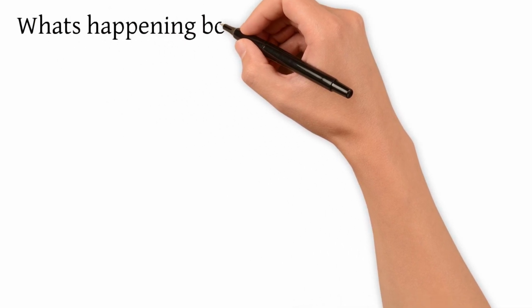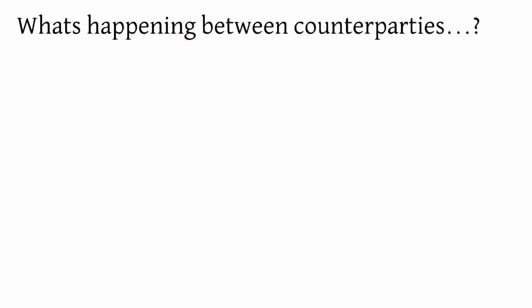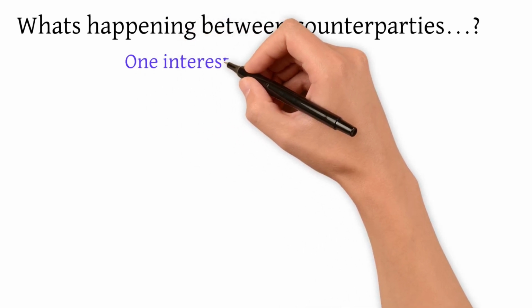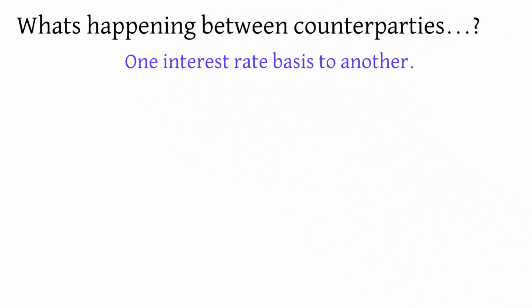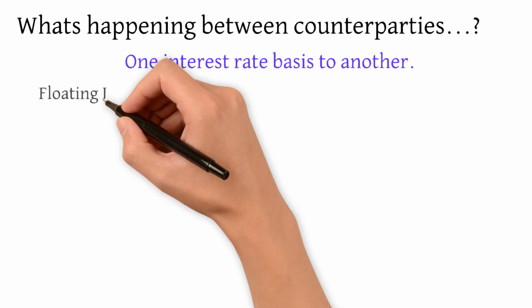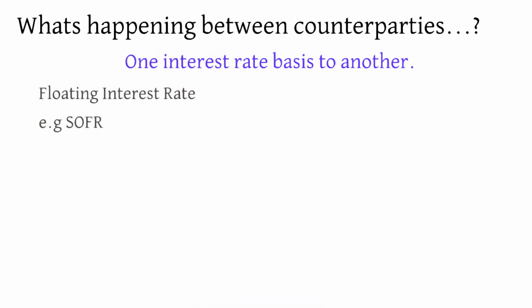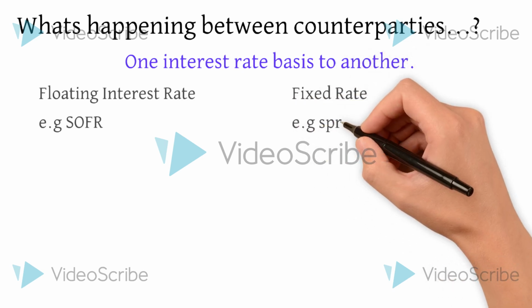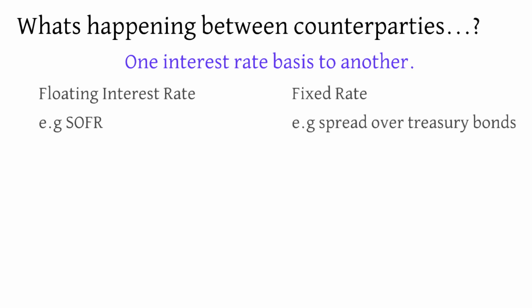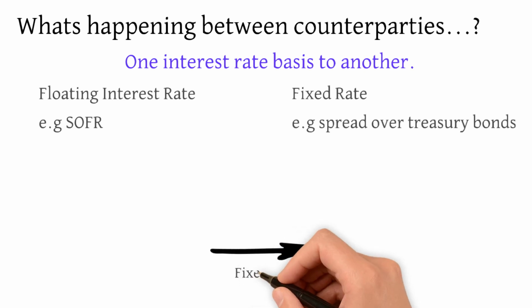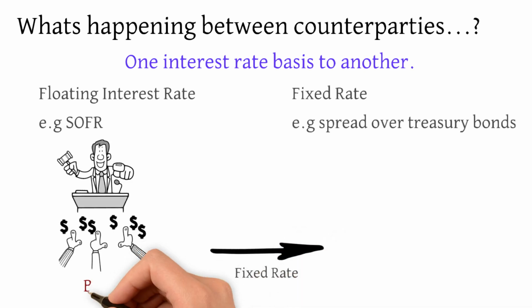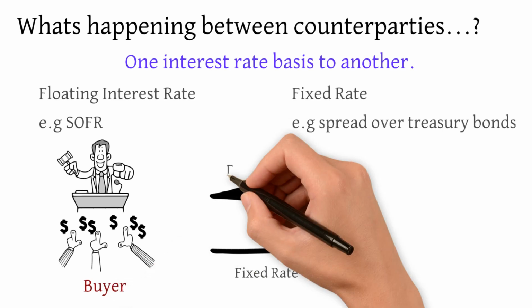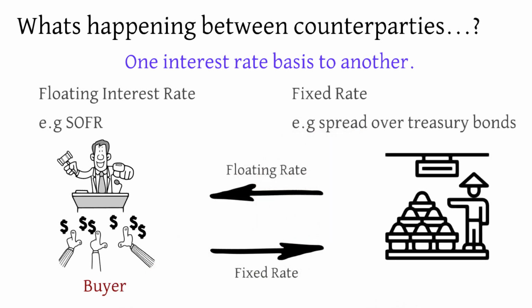So what's happening between both counterparties in these swaps? Swaps essentially assist in converting one interest rate basis to another. Typically, in a swap, one side is based on a floating interest rate like the SOFR. The other side of the swap is based on a fixed rate like a spread over treasury bonds. By convention, the fixed rate payer is known as the buyer of the swap, and the floating rate payer is known as the seller of the swap.